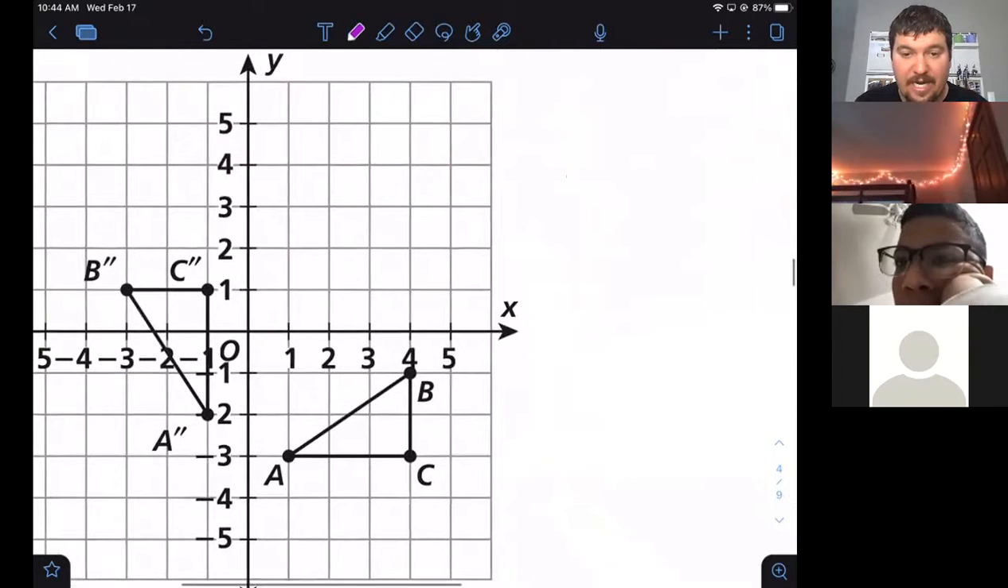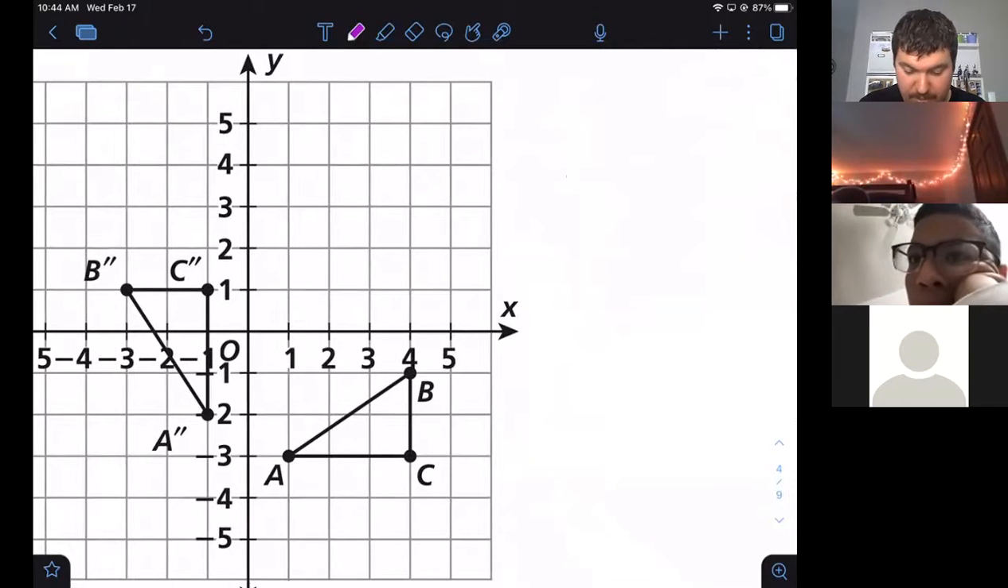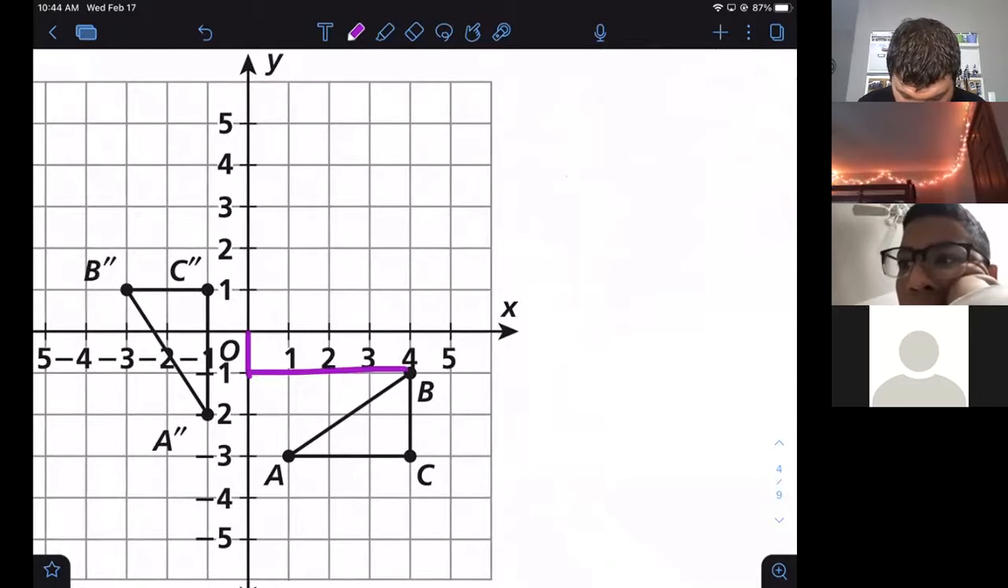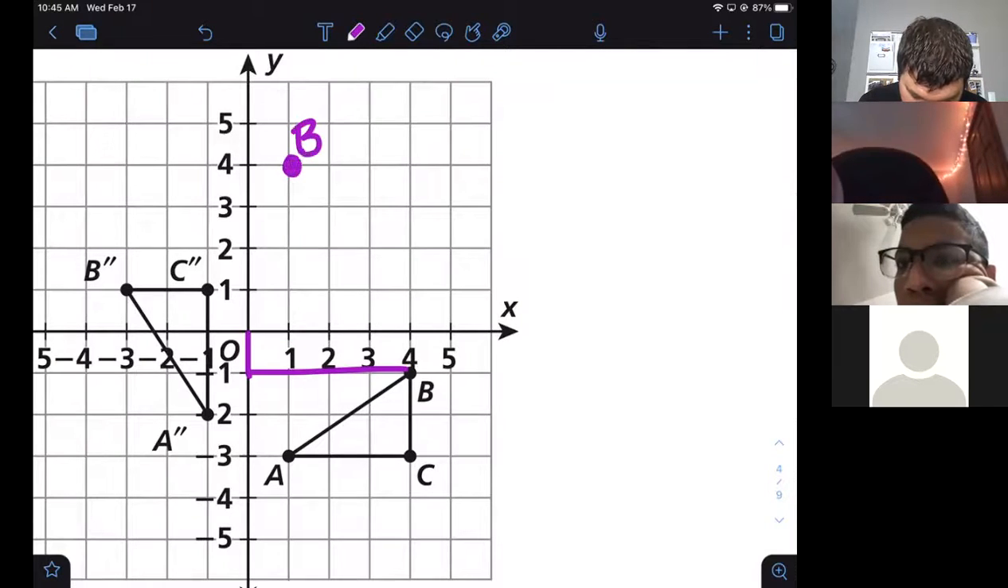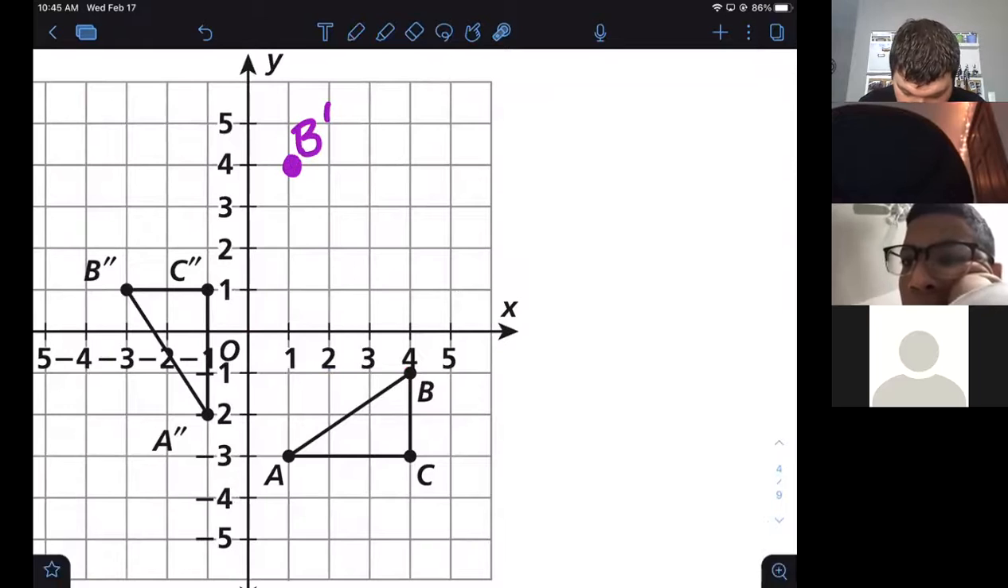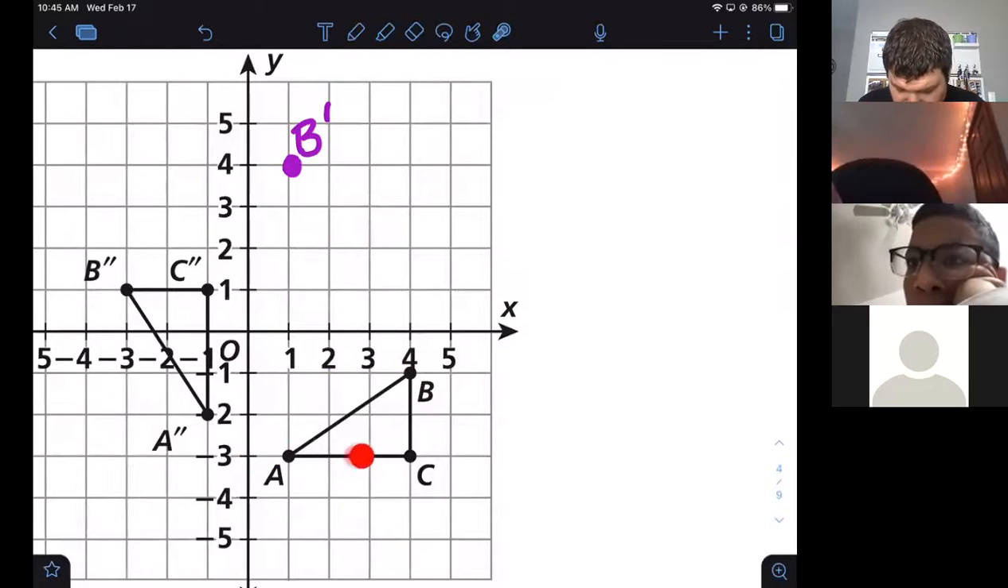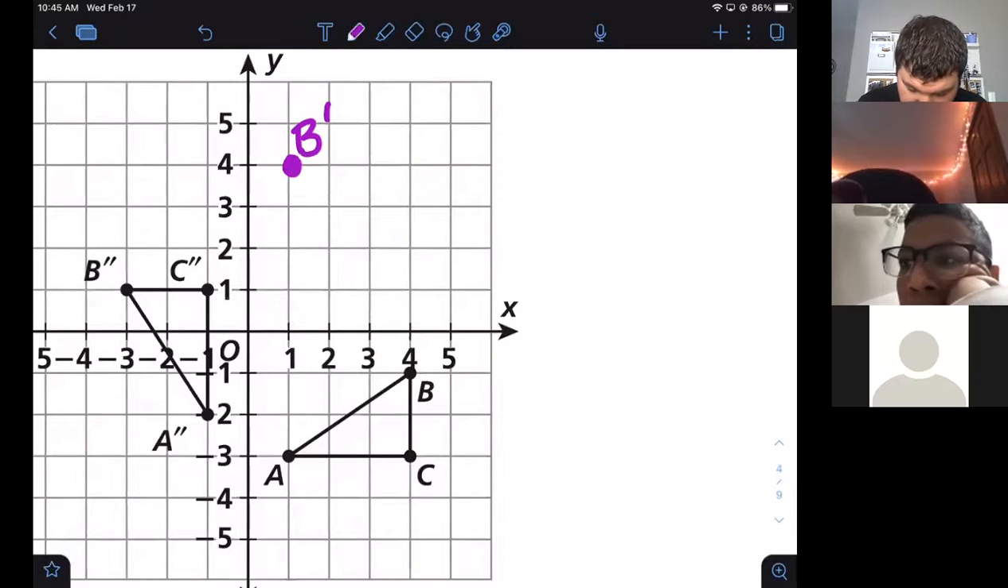So again, you can use arrow notation if you want. Arrow notation is the safest way to do it. I'm going to be a little bit risky and see if I can do it in my head. Instead of going down 1, right 4, I'm going to go over 1, up 4. B prime is going to be right there. Instead of going down 3, right 4, I'm going to go over 3, up 4. C prime is going to be right there.